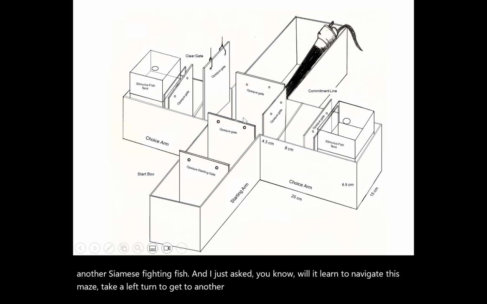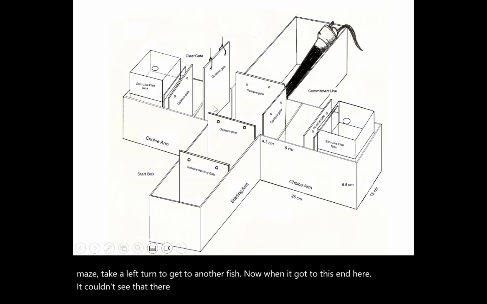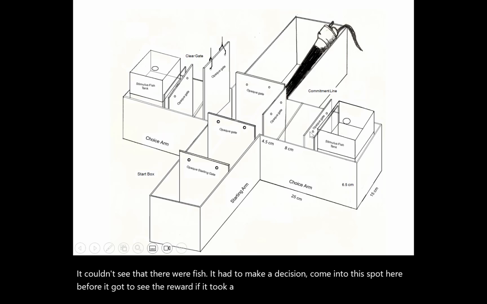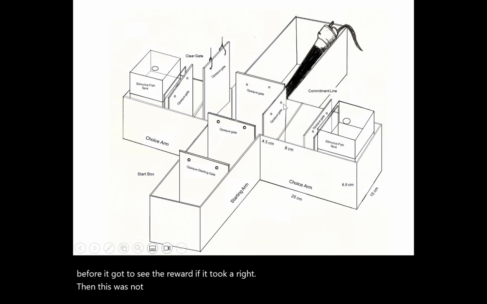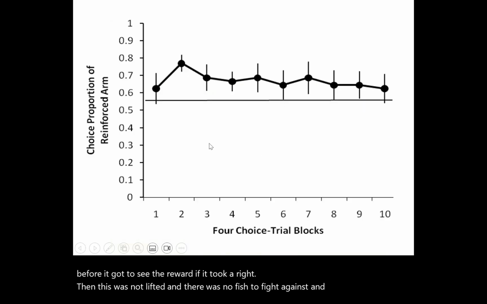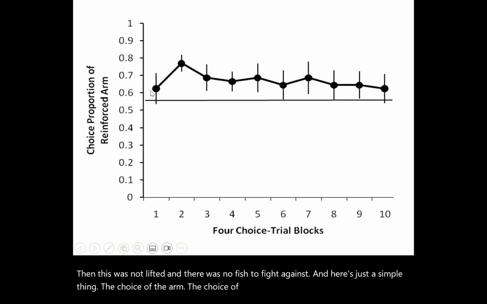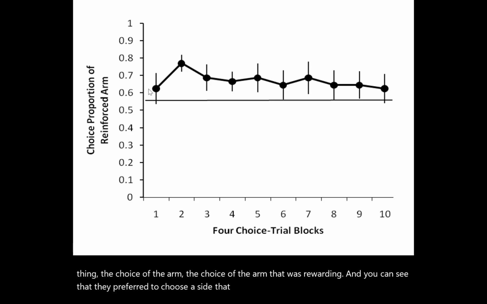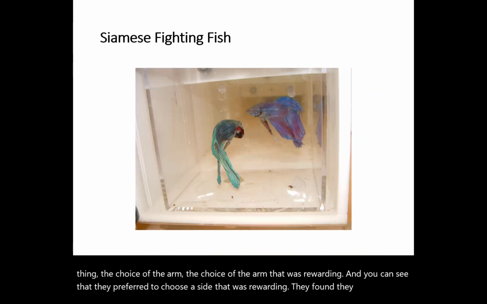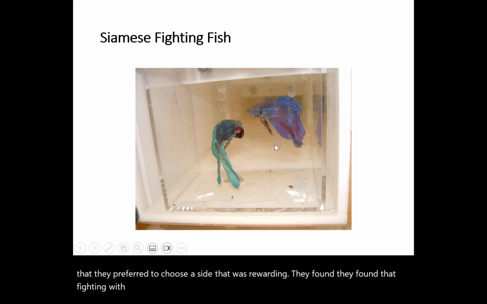Now, when it got to this end here, it couldn't see that there were fish. It had to make a decision, come into this spot here, before it got to see the reward. If it took a right, then this was not lifted and there was no fish to fight against. And here's just a simple thing. The choice of the arm that was rewarding, and you can see that they preferred to choose the side that was rewarding. They found that fighting with another fish was rewarding and acted as a reward of the instrumental response, target response, of turning in the right direction.